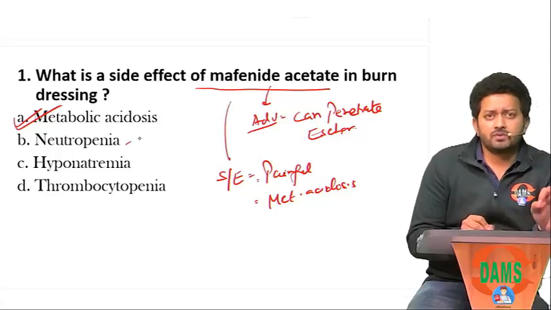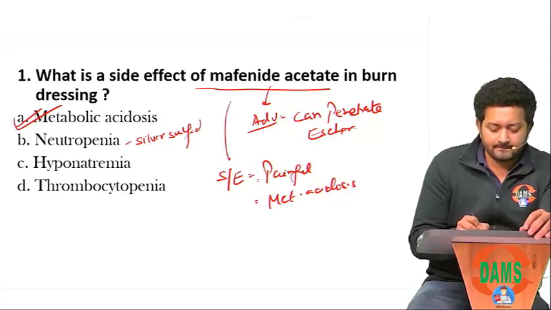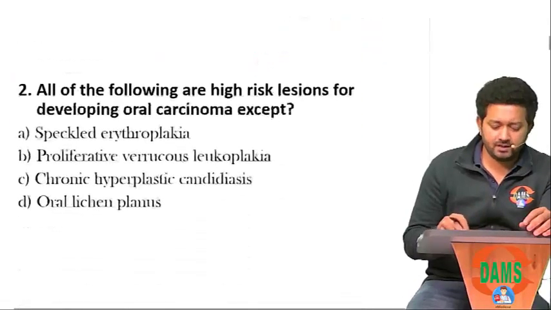Neutropenia is a side effect of silver sulfadiazine. Hyponatremia is a side effect of silver nitrate, although these days silver nitrate is not used. So metabolic acidosis is the answer.